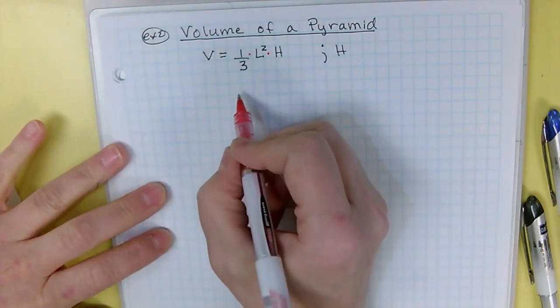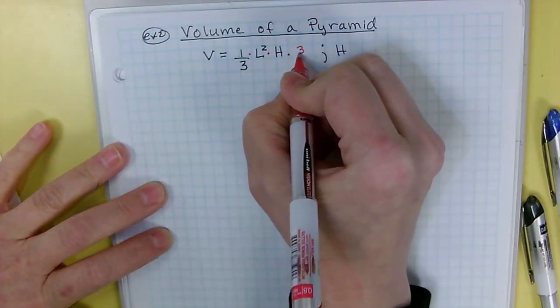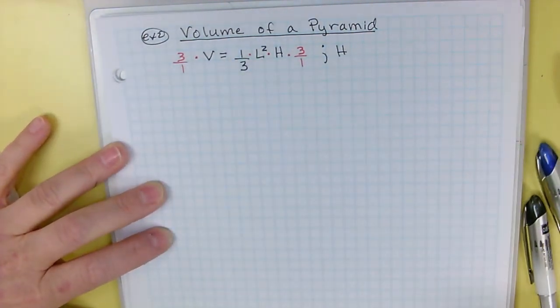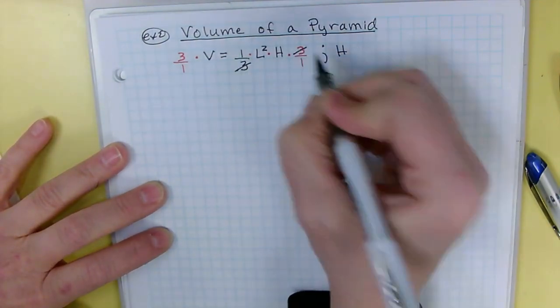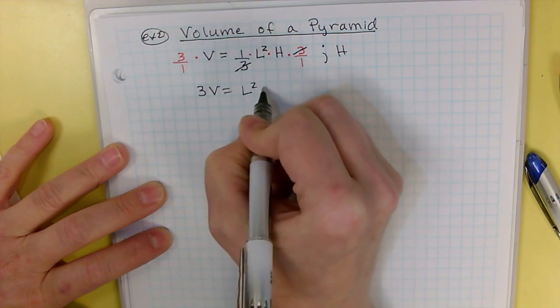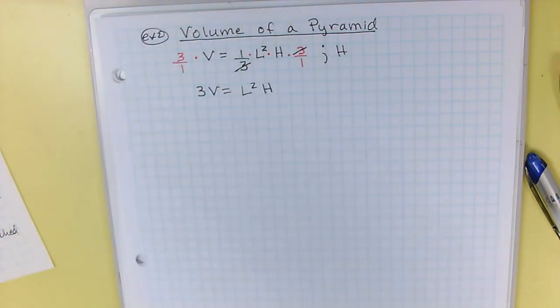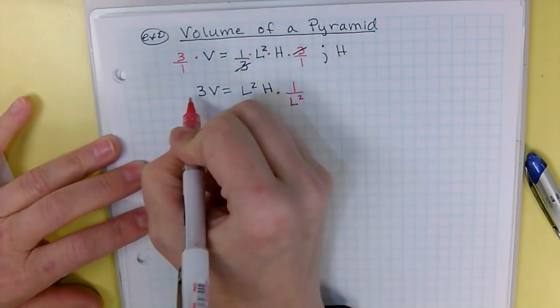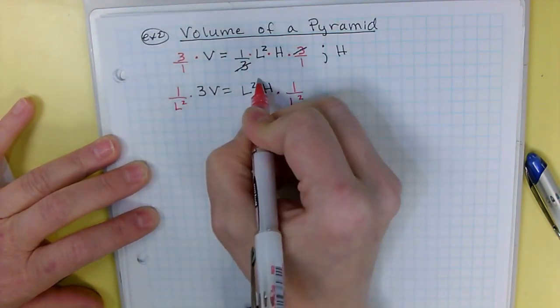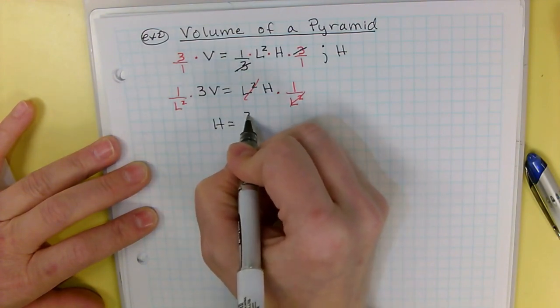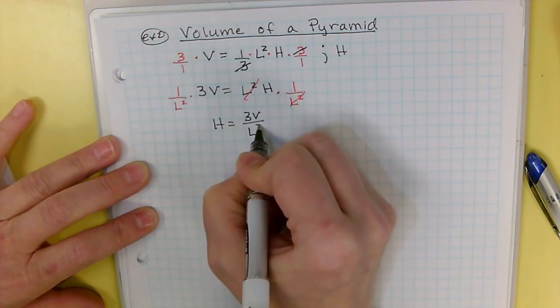So I'm going to remove the 1/3 first. I'm going to multiply by its reciprocal, which is 3 over 1. If you do it on the right, you have to do it on the left. That will cause the 3 to cancel. So that gives you 3V equals L squared H. All right, now I need to get the L squared off of the H. So I'm going to multiply by the reciprocal, 1 over L squared on both sides. So now the H is alone, and I have a 3V over an L squared.